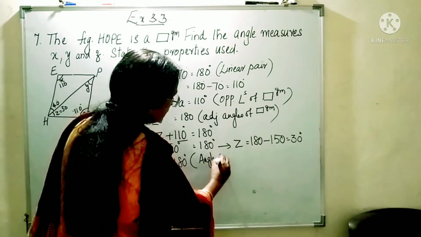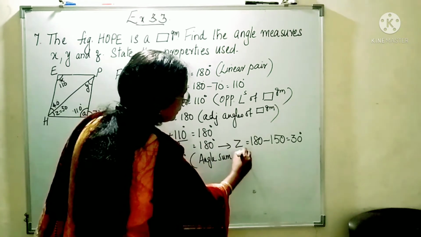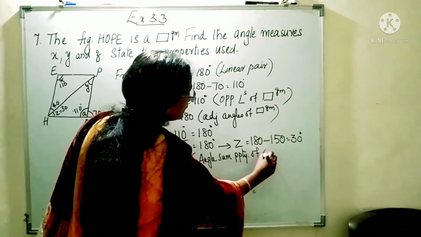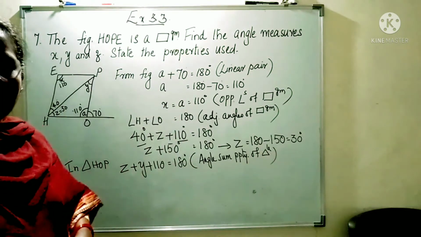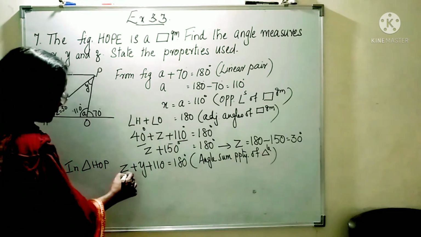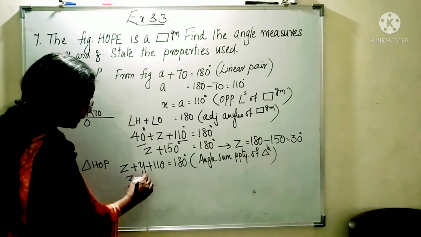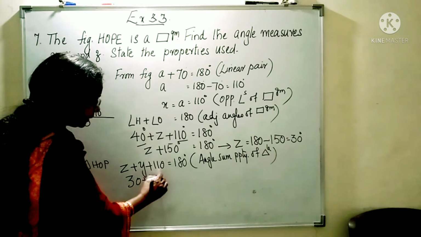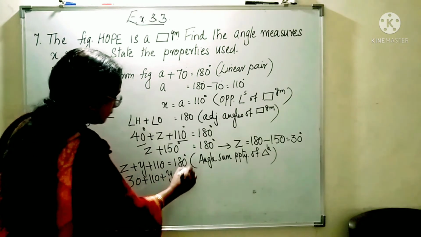Angle sum property of triangle. The sum of all three angles of a triangle is 180 degrees. So, when you add this, what is the value of Z? 30 plus, let us take 110 together, plus Y is equal to 180.